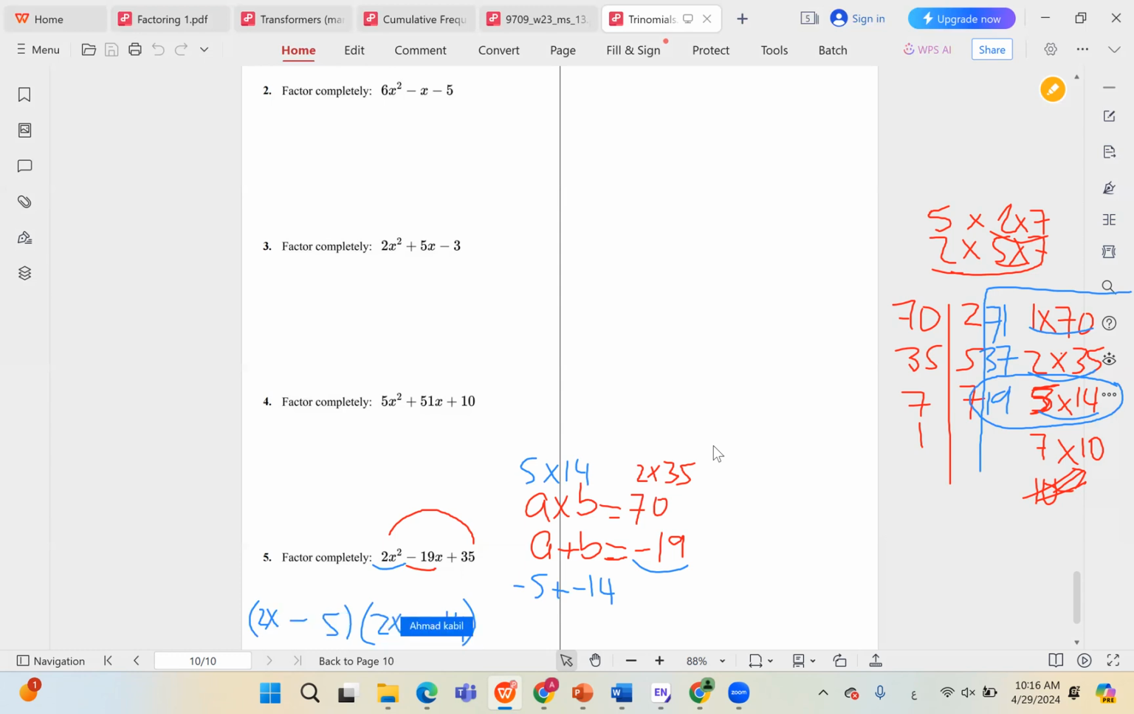Now 2x minus 5, 2 and 5 cannot simplify, but 2 and 14 can simplify. So this is 1 and this is 7. So your final answer here would be 2x minus 5 multiplied by x minus 7. This is the final answer to this problem.